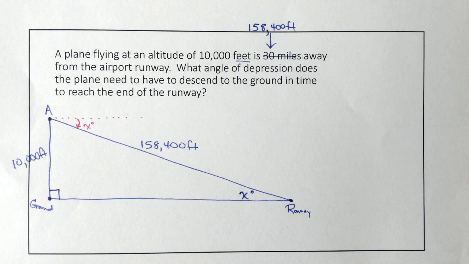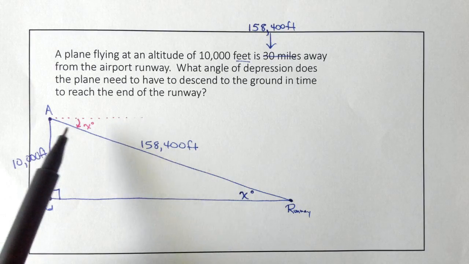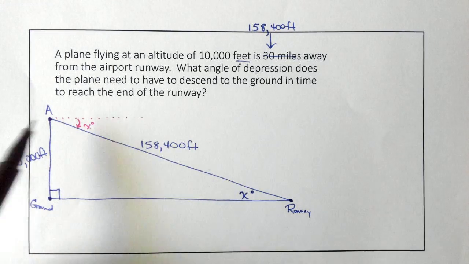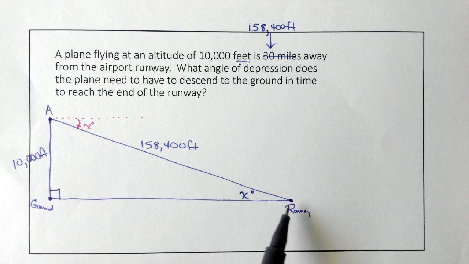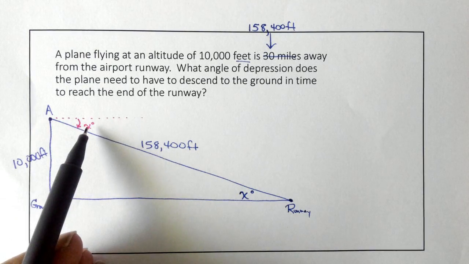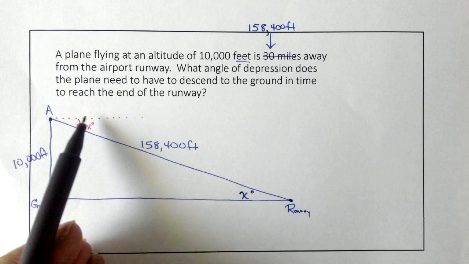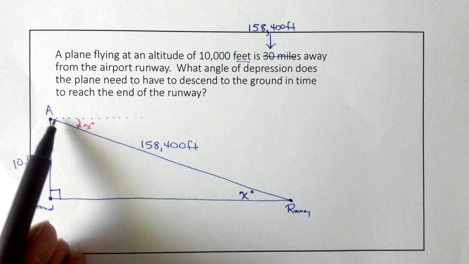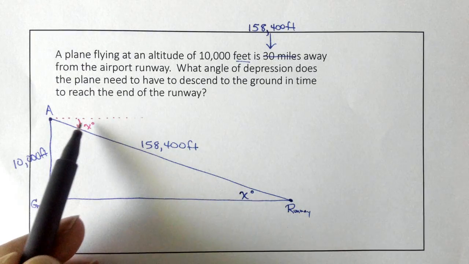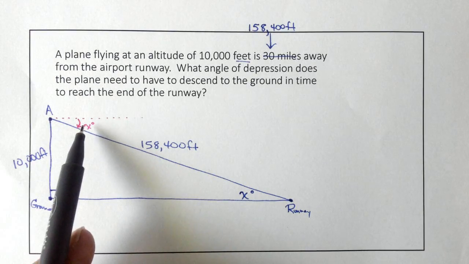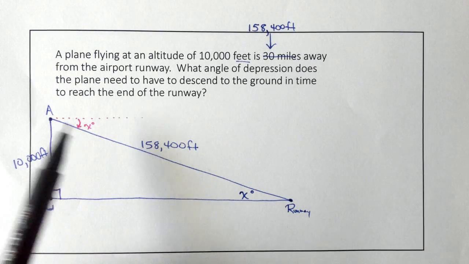He can't really see the airport yet, or maybe he can. I don't know. I don't fly planes. But there is some change between his horizontal line of sight and the actual line of sight down to the runway, and that is the angle of depression. So he depresses or lowers his eyes to see the line of sight to the runway. So that's where the X degrees is, but it's outside the triangle, and that's where the tricky part is. The angle of depression is outside the triangle.